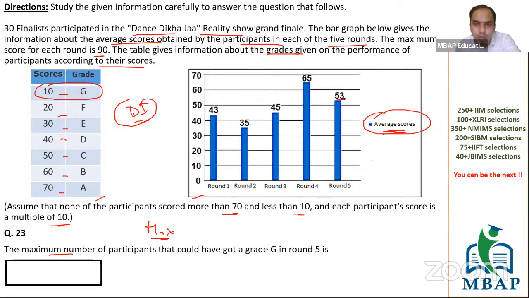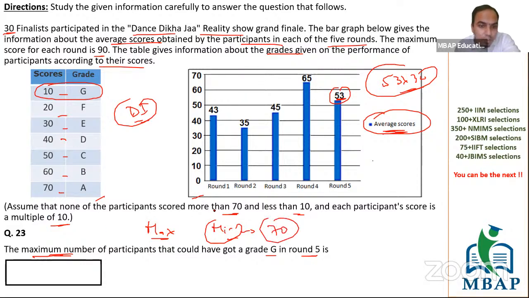We know that the overall average is 53. The total participants are 30, so the total would be 53 into 30. Then you have to do this for the maximum number of participants that could have got grade G in round 5. To get the maximum number of participants, you have to take the minimum number of people getting 70, because we assume that none of the participants score more than 70. So the minimum number of people who get 70 is where you need to start.